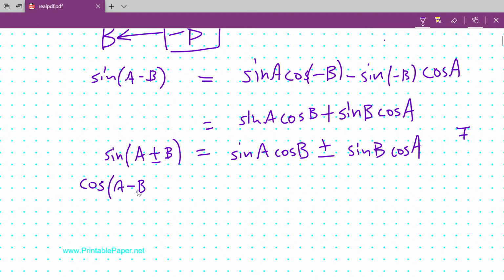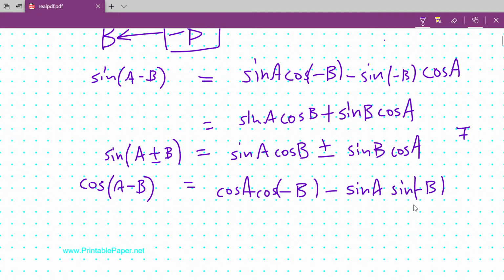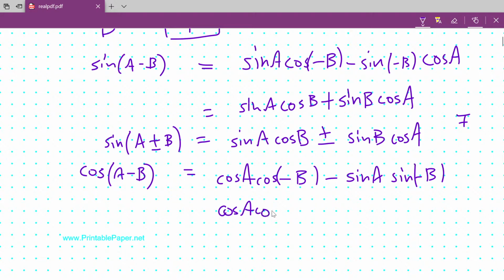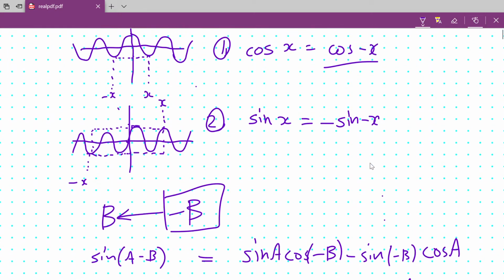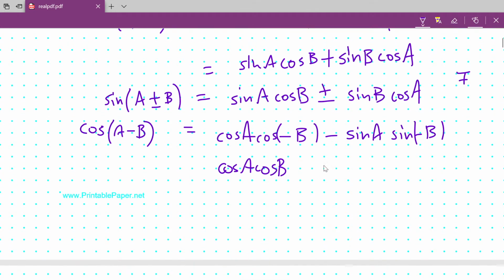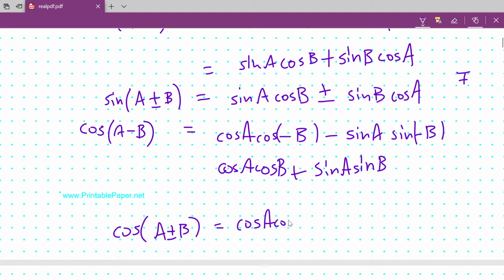So if we want to get cosine a minus b, we have cos a cos minus b minus sine a sine minus b. And of course this goes to cos a cos b because cos negative b is the same as cos b, and then minus sine a sine minus b, and sine minus b is equal to minus sine b. So this minus multiplies with this minus to get us cos a cos b plus sine a sine b. So when you're taking a minus sign here, you get a plus sign here. And so the way we write it out is cosine a plus or minus b goes to cos a cos b minus plus sine a sine b.